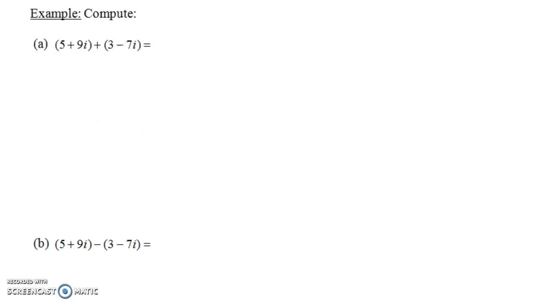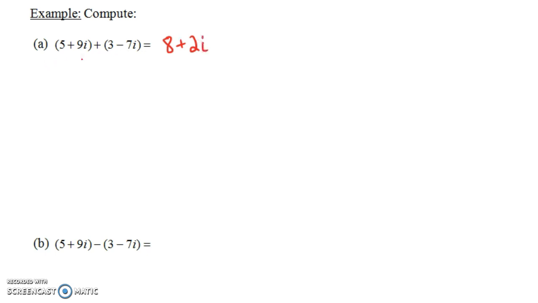I think the easiest thing is to just do some examples. So what's 5 plus 9i plus 3 minus 7i? Well, what we do is we add the real parts, right? So 5 plus 3 gives us 8. Okay, and then we add the imaginary parts. We have a 9 and a minus 7, that becomes a 2. So we have 8 plus 2i.